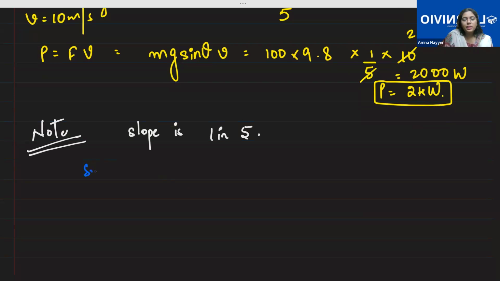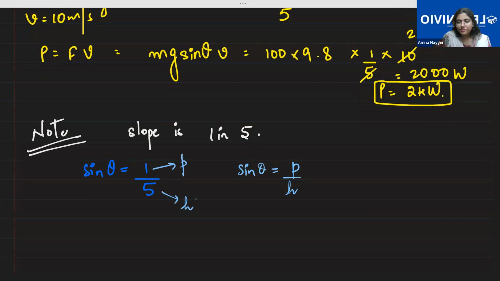So what you'll do, sine theta is equal to 1 by 5. Now, this you should know: when we write sine theta, it is actually made up of perpendicular upon hypotenuse. So here also this means that the perpendicular is given to you and the hypotenuse is provided. Okay, sine theta is given to you, the perpendicular upon the hypotenuse is provided.